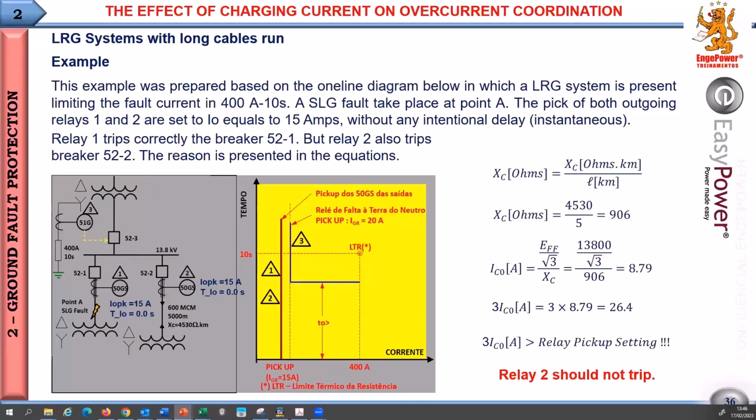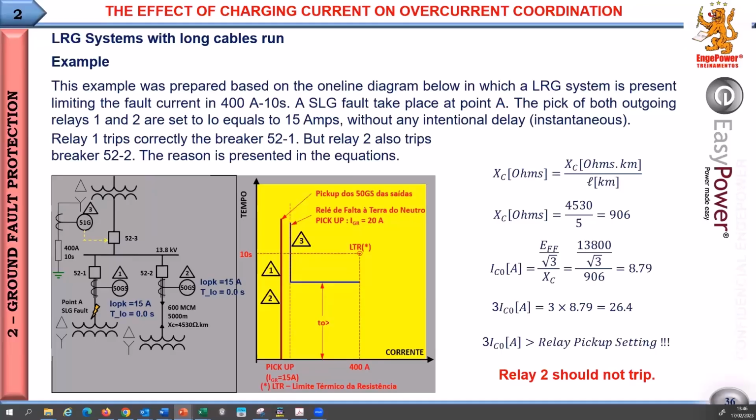So you have 906 ohms. The IC0 current will be the single line to ground voltage, that is the line-to-line voltage divided by square root of 3, divided by 906 ohms, and gives us 8.8 amps. 3IC0 will be 26.4.